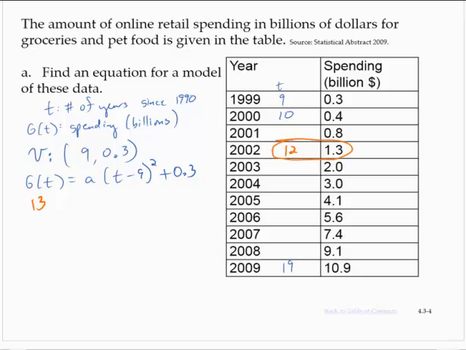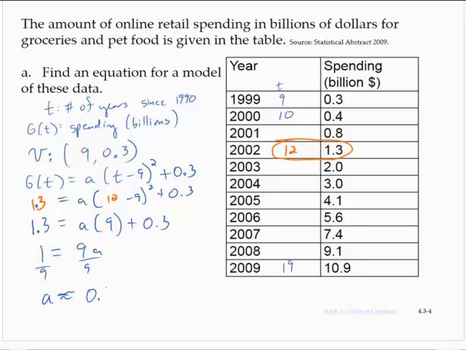So then 1.3 would equal A times 12 minus 9 squared plus 0.3. I'm sorry, that should be 1.3. 1.3 would be equal to A times 12 minus 9 is 3, 3 squared is 9, plus 0.3. Subtracting the 0.3, 1 is equal to 9A. Dividing by 9, A is approximately 0.11. So then a model might be G of T is equal to 0.11 times T minus 9 squared plus 0.3.